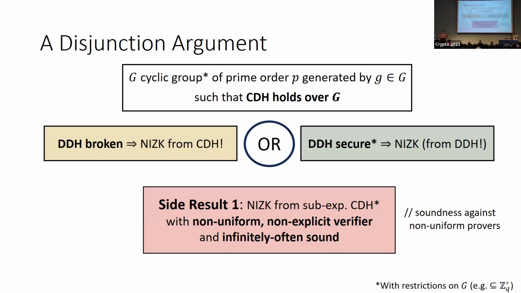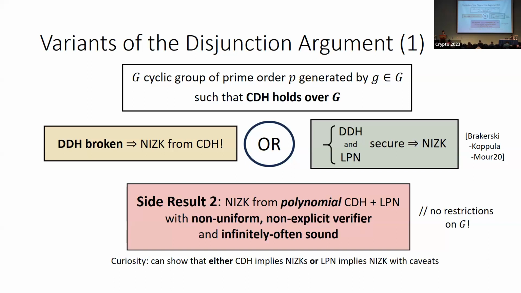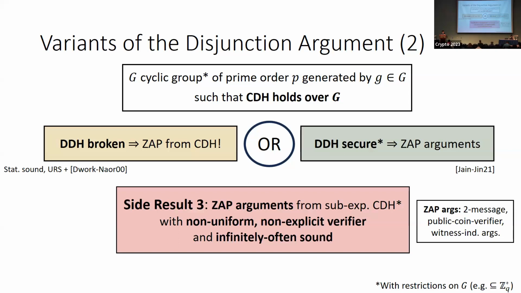It turns out that this recipe is actually slightly more general. You can swap out those boxes. For instance, if you start with a different construction of NIZKs, which assumes the hardness of both DDH and LPN, then you get an appropriate NIZK. Here the difference is that there will be no restriction on the cryptographic group G, and the hardness that you assume only needs to be polynomial. And if you care about zaps, I won't define in too much detail what zaps are, but you can also replace those blocks with zaps, and what you get are zap arguments.